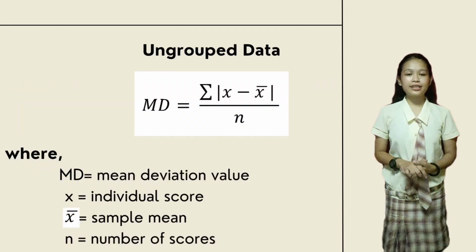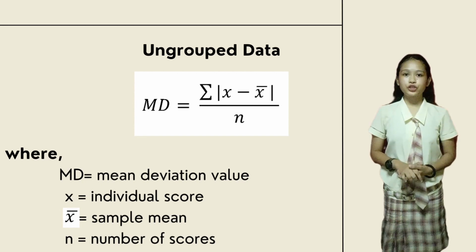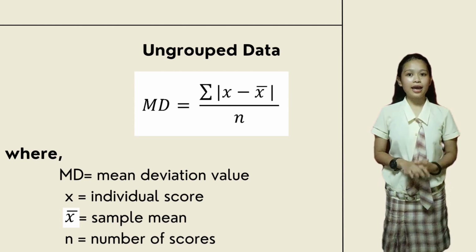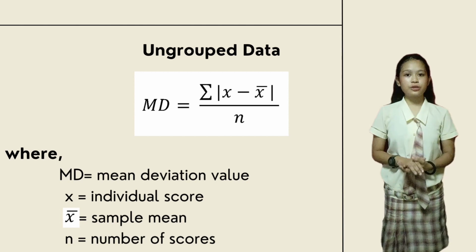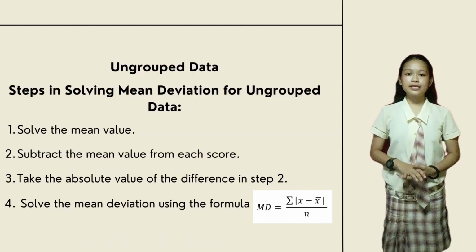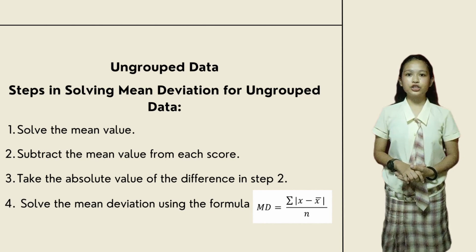Again, the formula in getting the mean deviation of the ungrouped data is mean deviation equals the sum of the absolute value of x minus x bar divided by n, where MD is the mean deviation value, x is the individual score, x bar is the sample mean, and n is the number of scores. So here are the steps in solving the mean deviation for ungrouped data.